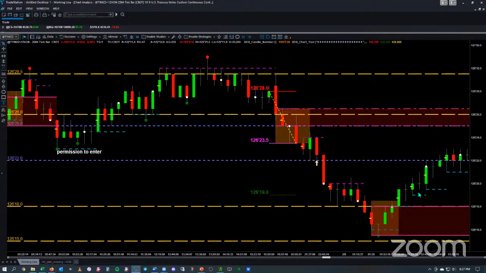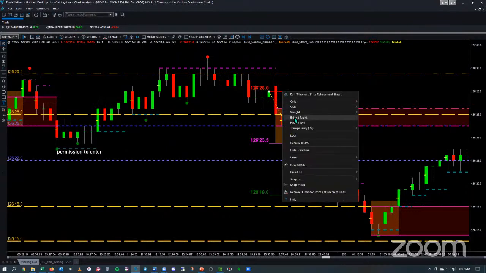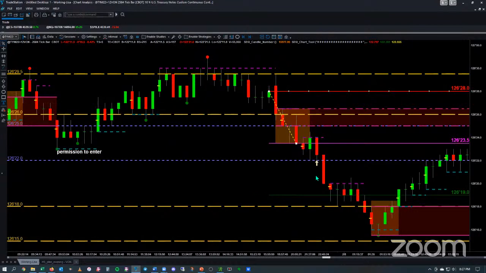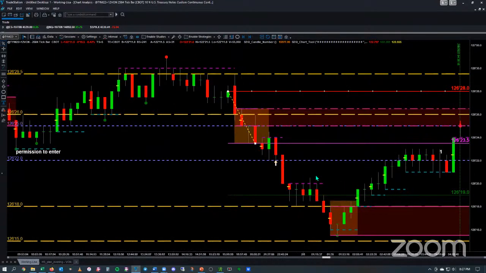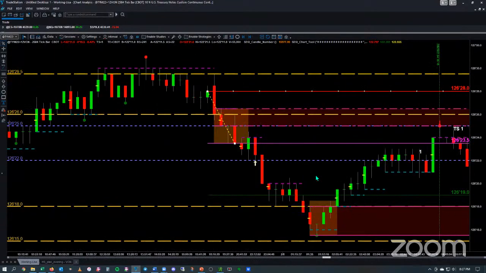All right. So now we've gotten permission to enter, and we do have a band created right here. And so when price comes back to it, we would be able to enter. And I've got the fibs set on here. I will expand those out so we can see them from when price hits that. Got a lot of colors here. Sorry about that, guys. I'm trying to figure out the easiest way to help people visualize what we're talking about.